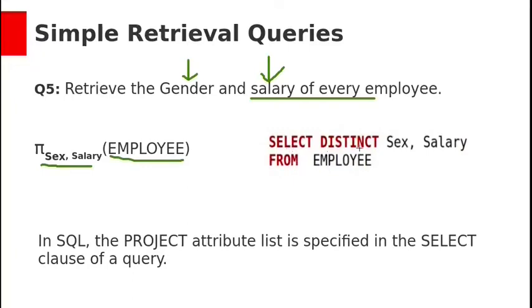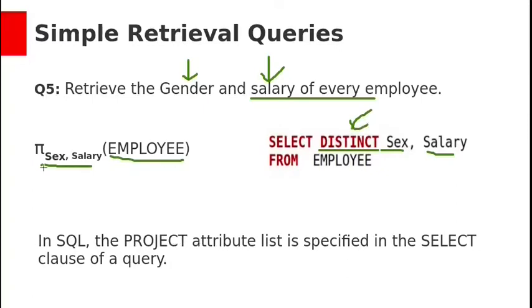The equivalent SQL query will be select distinct sex, salary from employee. This project operator will give the unique values. SQL queries may not give unique values if non-key attributes are involved in the result. If you want unique values, you need to use this distinct keyword.